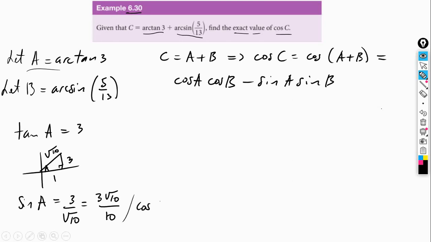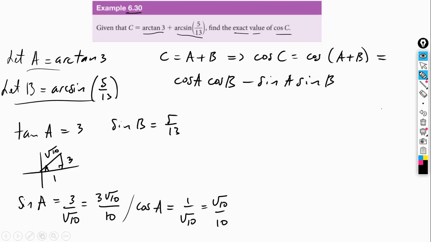So cosine of A is going to equal 1 over square root of 10, which is square root of 10 over 10. So we have sine of A and we have cosine of A. Now we need to find sine of B, but we have this information, right? Notice that from this, we can say that sine of B is equal to 5 over 13. But then again, using the Cartesian plane as a reference, if this is angle B right here, then sine is opposite over hypotenuse, right? So this would be 5, this would be 13. And if we do Pythagoras, this is going to be 12.